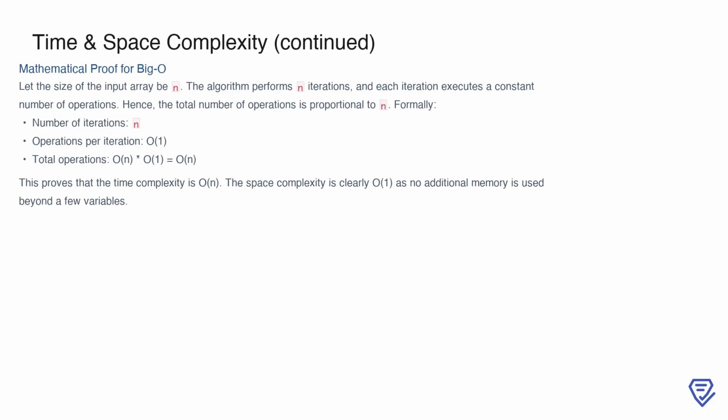On the other hand, the space complexity is straightforward. The algorithm does not use any additional memory beyond a few variables, such as the loop iterator. Since no additional data structures are created and memory usage does not scale with the input size, the space complexity is constant, or O(1). This completes the analysis, showing that the algorithm is both time and space efficient.